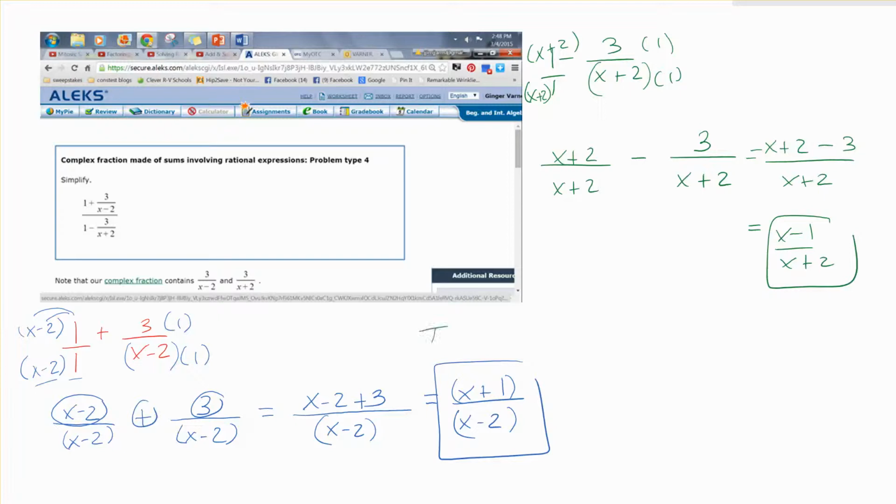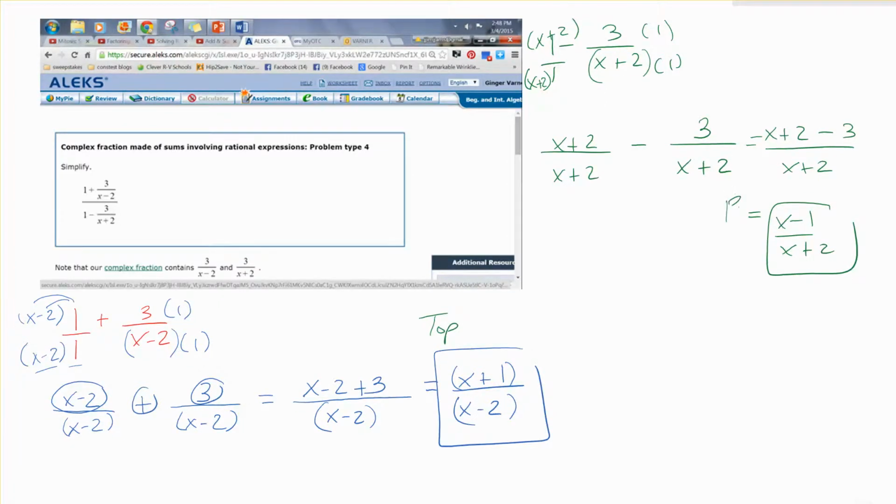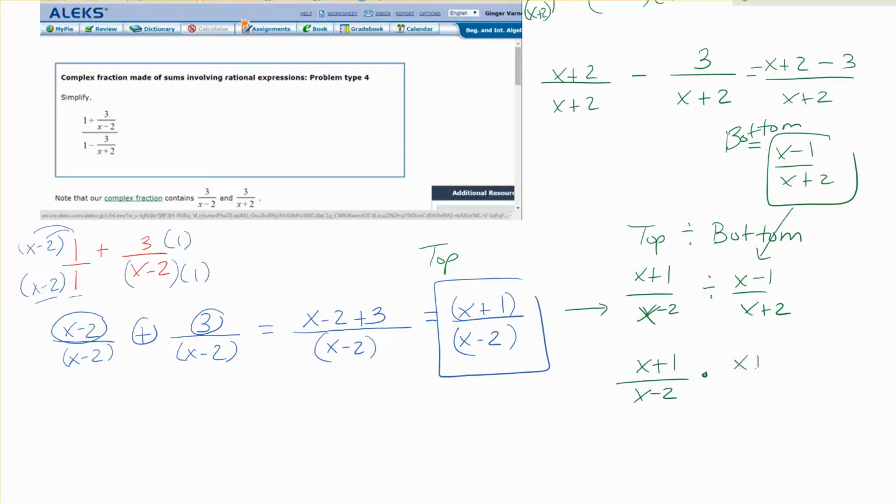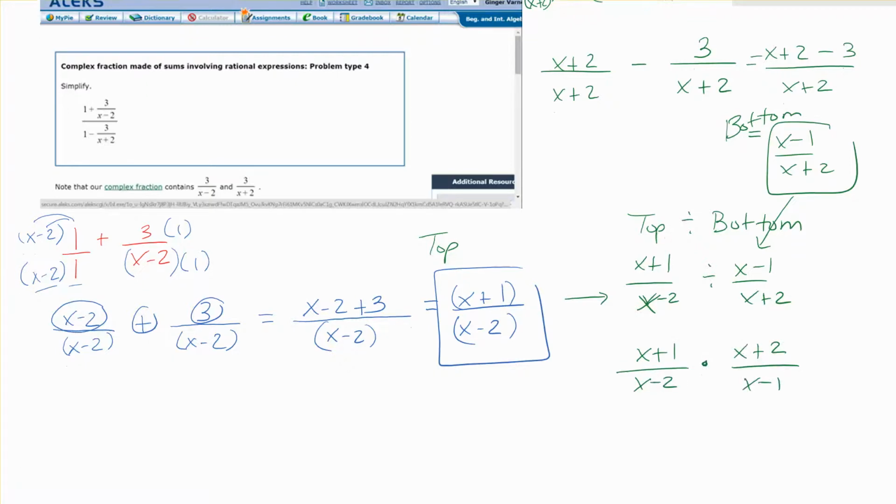So I have my top answer and my bottom answer. And what we're doing with these is it is a complex fraction, so we're dividing these two expressions. So it's the top divided by the bottom answer. Or it's x plus 1 over x minus 2, that was my top expression, divided by x minus 1 over x plus 2. When we divide fractions, we multiply by the reciprocal. So I get x plus 1 over x minus 2 times x plus 2 over x minus 1.